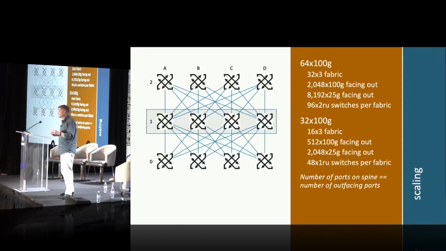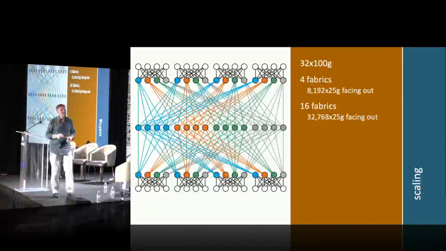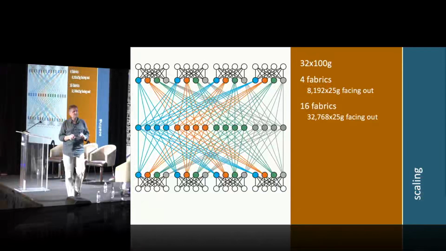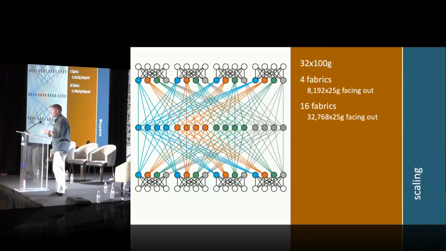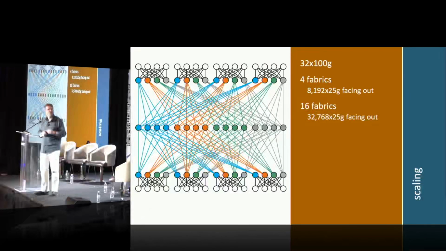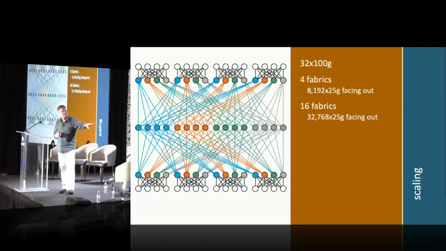Now, of course, you can play with numbers, and this is all 1-to-1 oversubscription. I've not done any oversubscription in any of these numbers. Now, this is a butterfly. If I was running 4 fabrics like what I show here, that's the same scale as a full-out 64 by 100 using a straight 3-stage Clos, but this is now a 5-stage fabric, right? Because I have my pods. Top of racks, I have my spine, I have my fabrics, I have my second spine, and then I have my top of racks again.